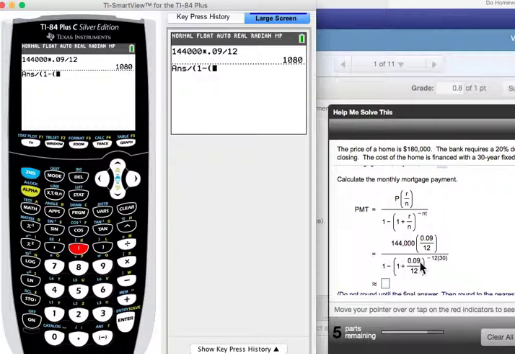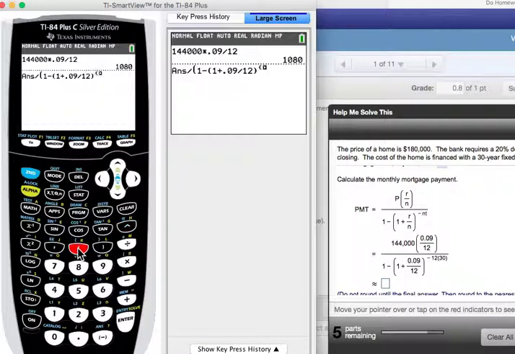Now you don't need any grouping symbols in here because the calculator is automatically going to do this division before it does the addition. So you can just enter in 1 plus 0.09 divided by 12. And as I said, the calculator will do this first and then add 1. Now close that parenthesis, and here's where the exponent comes in. Now, my calculator is nice because it stays in the exponent until I make it leave the exponent. But in case you have an older model calculator, use parentheses for the exponent.